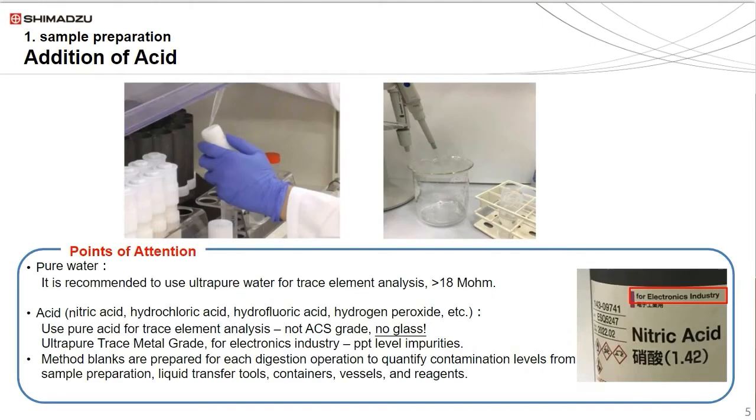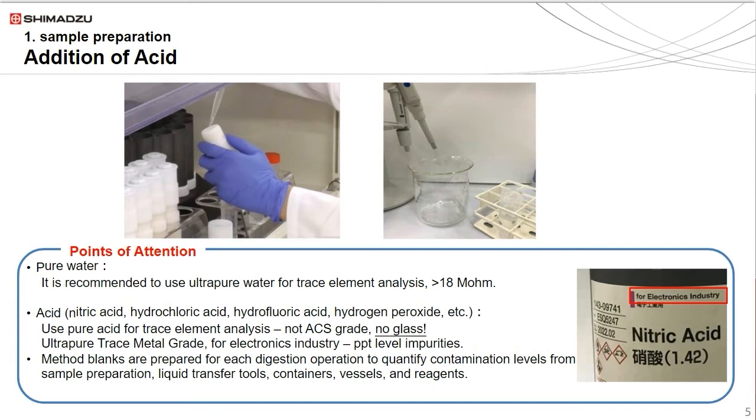After sample is accurately weighed into the digestion vessel, acids and other reagents required by the digestion recipe are also added. Water should be trace elemental grade, greater than 18 megohm. Acids such as nitric, hydrochloric, hydrofluoric, or hydrogen peroxide should all be trace metals grade, not ACS grade, and none that are packaged in glass.